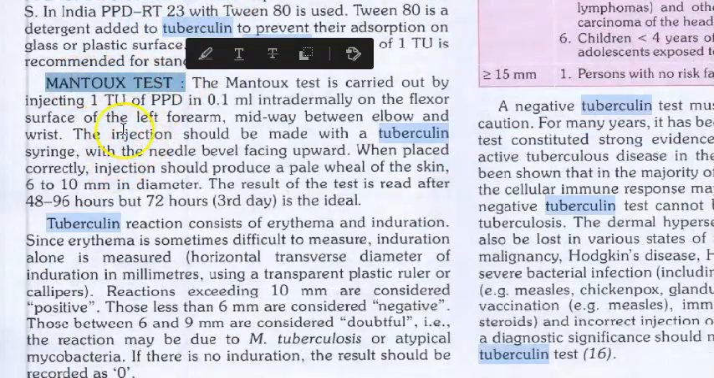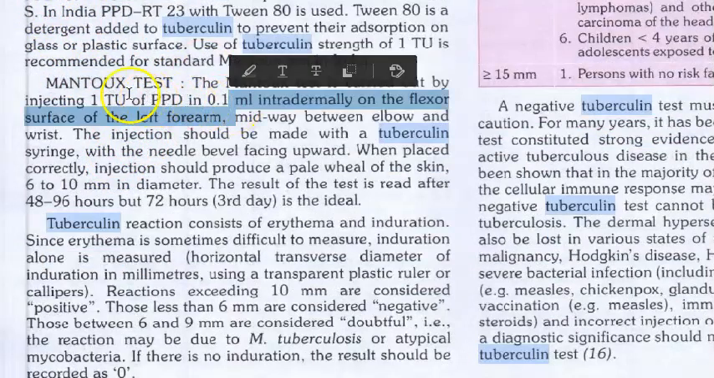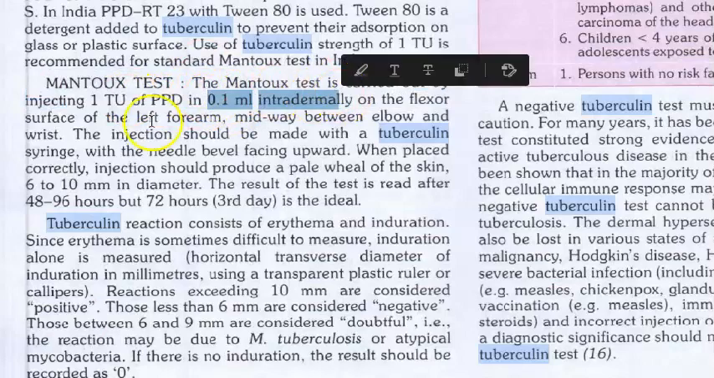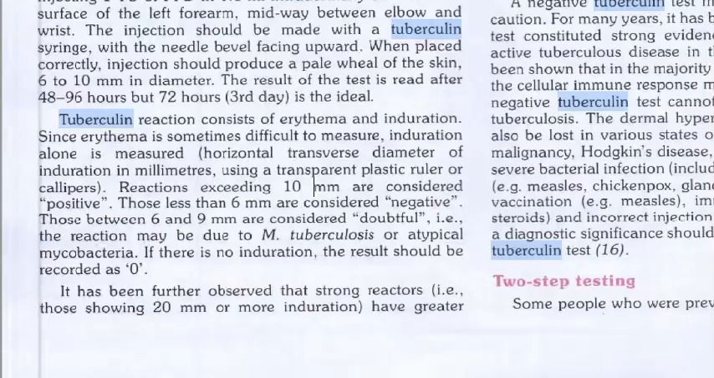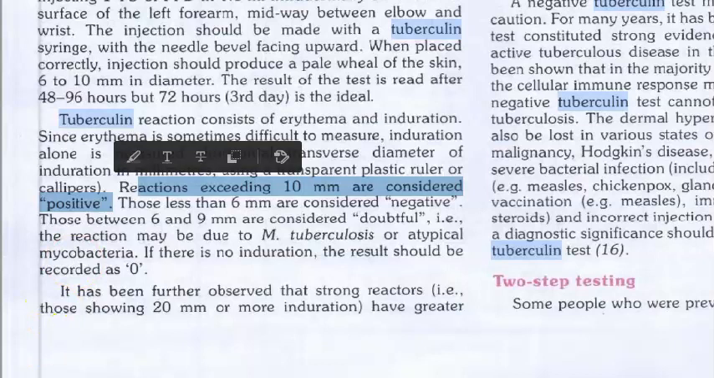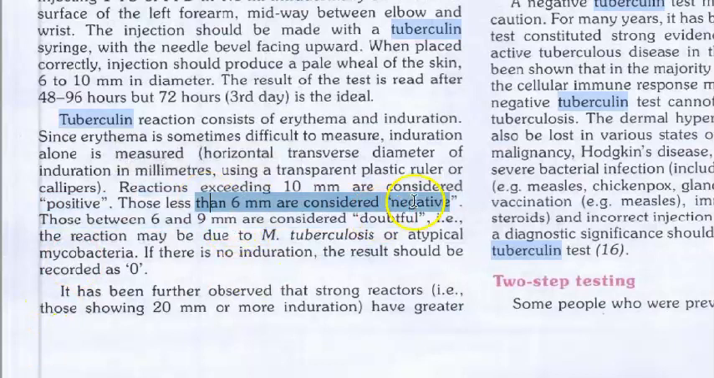So Mantoux test is nothing but the other name for tuberculin test, isn't it? So they will give you 0.1 ml intradermally. Intradermally only we have shown here. You saw that photo, right? Intradermal. The result of the test is read 48 hours later or 3 days. 3 days is ideal, they are saying. Reactions exceeding 10 millimeter are considered positive, okay? So less than 6 they are saying negative and 6 to 9 is considered doubtful.